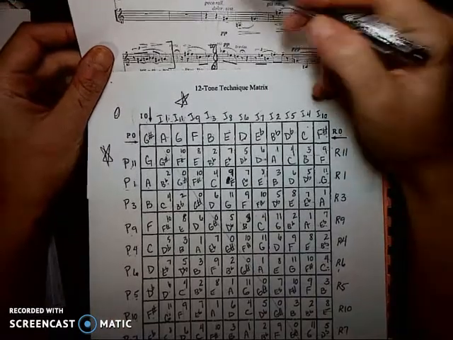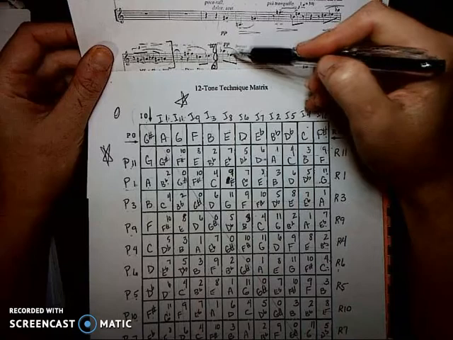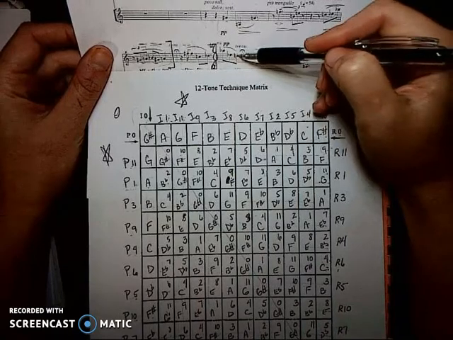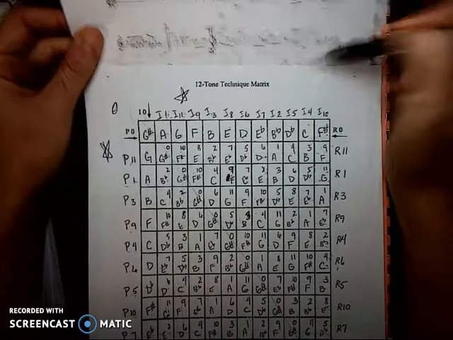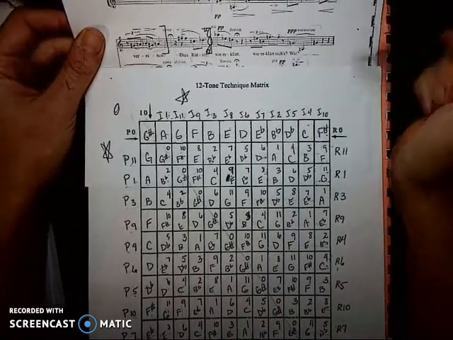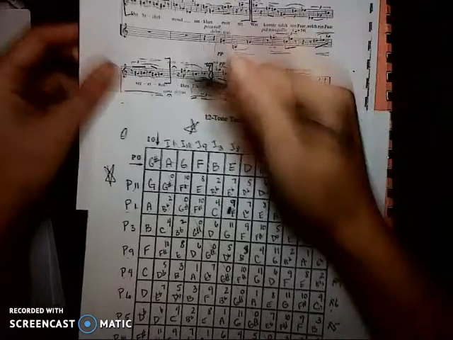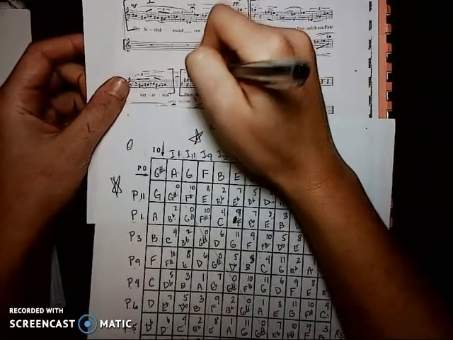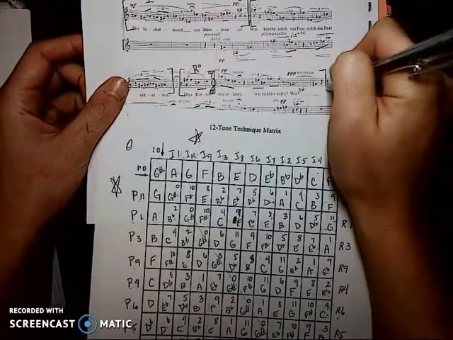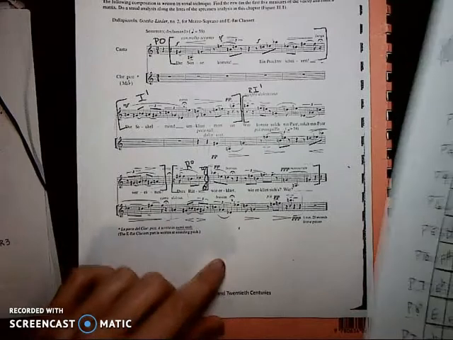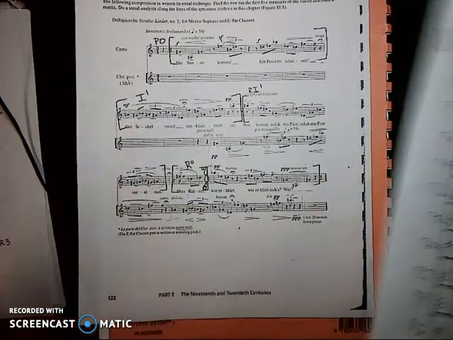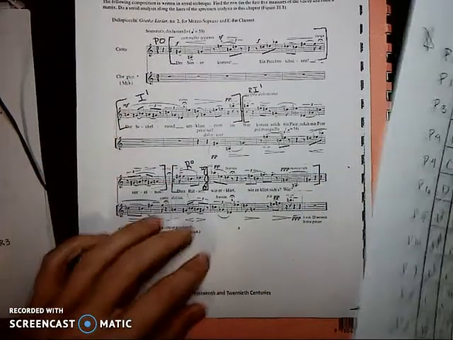Okay, so let's see if that matches. F sharp, C, D flat, B flat. Then we need E flat, yes. Then D, E, B, F, G, A, G sharp. It matched exactly. Okay, so this row right here is R0. It's the retrograde of the prime form, not transposed at all, just R0. Okay, cool. That ends the voice part, so let's look at the clarinet part now.